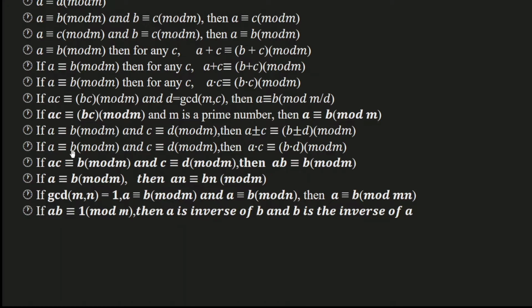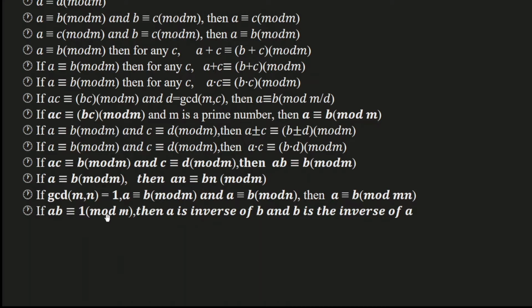Next one, if A is congruent to B mod M and C is congruent to D mod M, then A into C is congruent to B into D mod M. If A is congruent to B mod M, then AN is congruent to BN mod M. If GCD of M and N is 1, and A is congruent to B mod M and A is congruent to B mod N, then A is congruent to B mod MN.